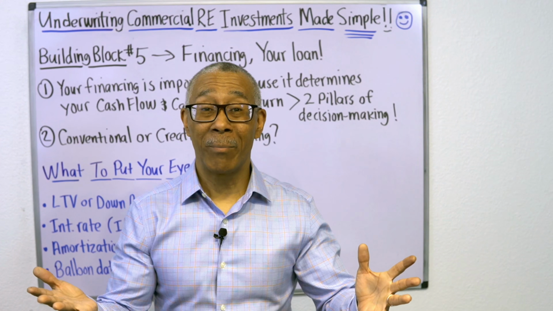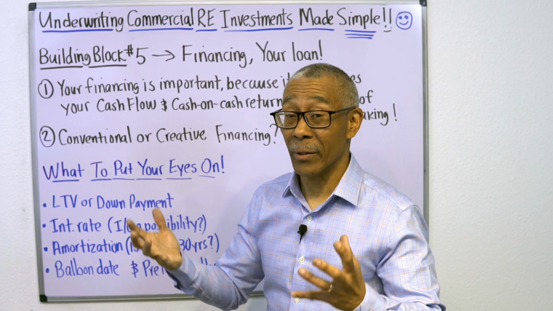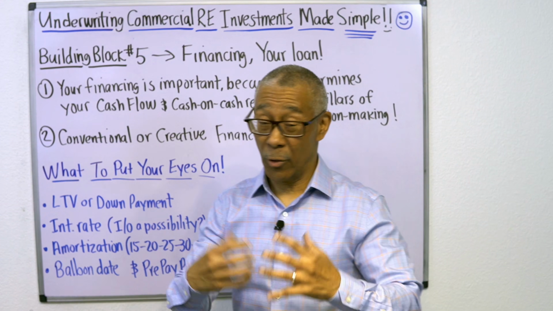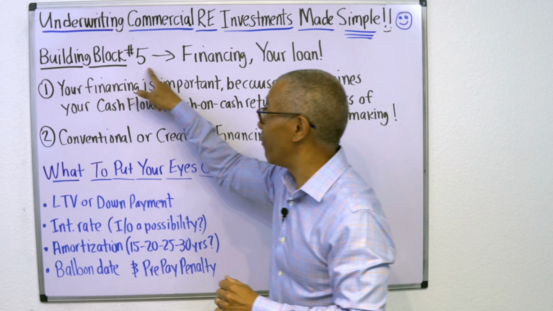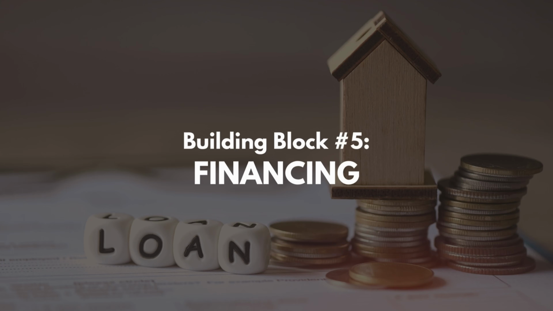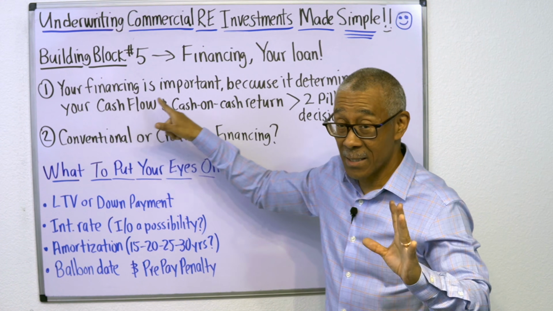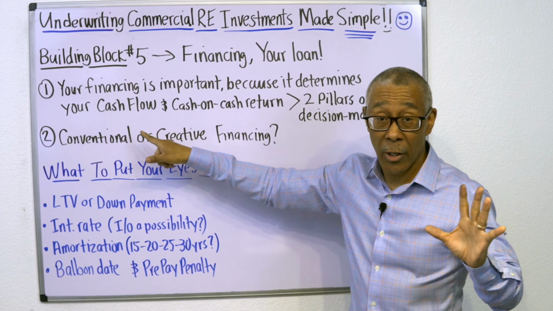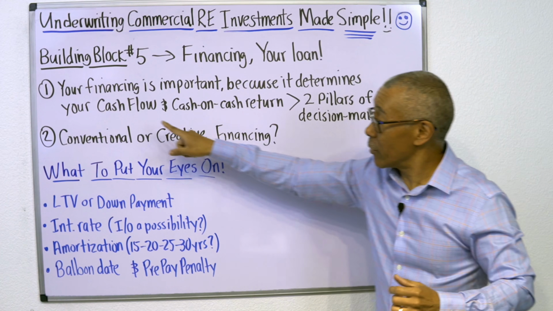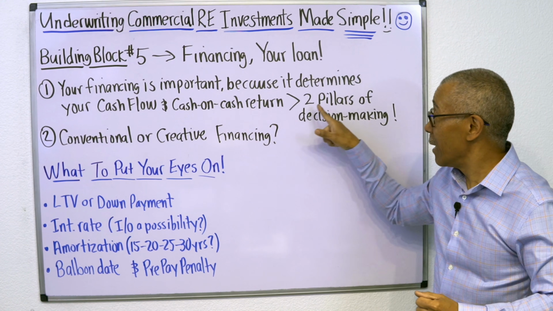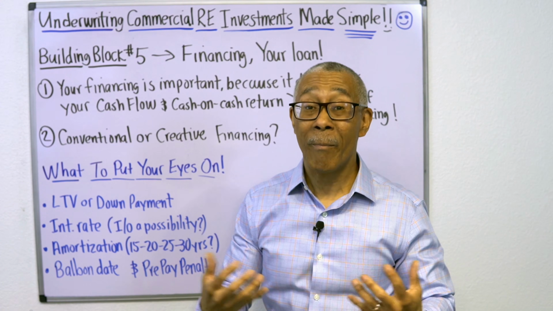Here we are with building block number 5, and it's really, really important. This is the bread and butter of your building blocks. This helps you determine your cash flow and your return on investment. Building block number 5 is how you're going to finance your deal, i.e. your loan. Your financing is important because it determines your cash flow and your cash on cash return, your return on investment. I call your cash flow and your cash on cash return the two pillars of decision making, whether this is going to be a good deal or a bad deal.